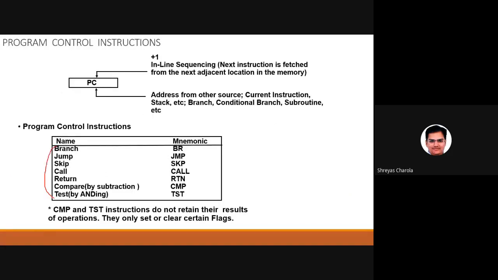Branching instructions, so you know about the branching instructions and the mnemonics. We already covered these things in the second unit. BR, JMP, SKP, then CALL, RETURN, compare, and TST, everything we covered in the second unit.